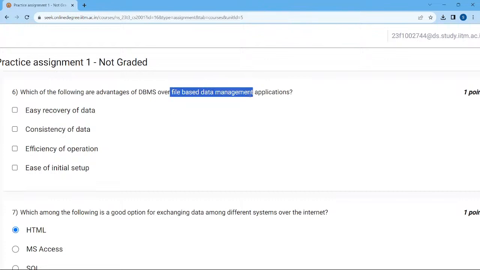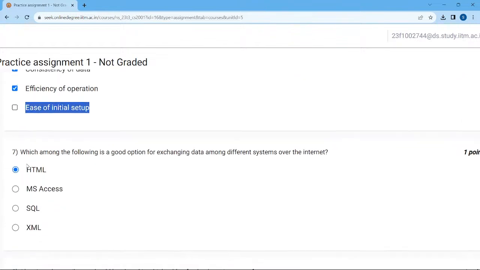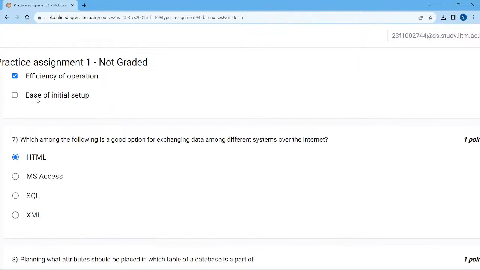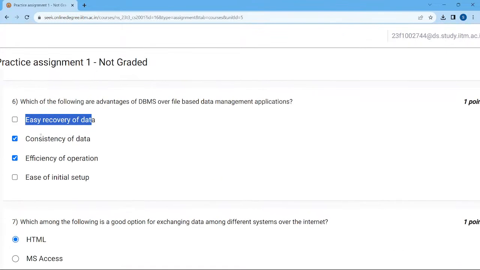File based data management system. I did not read the word file. Okay. Consistency of data, efficiency of operation. Obviously, initial setup is really hard and costly, so that is not the answer. And recovery of data is a point that I am not completely sure on. Which of the four? Let's see.